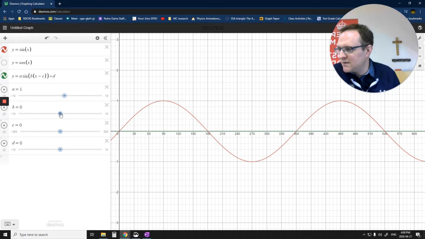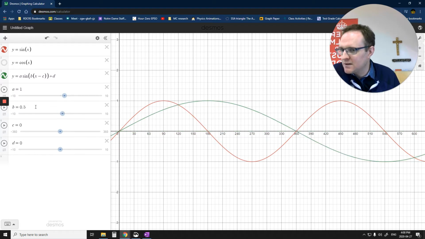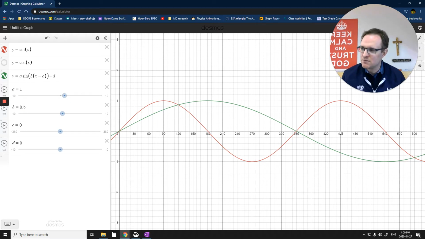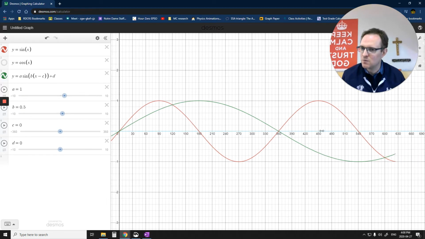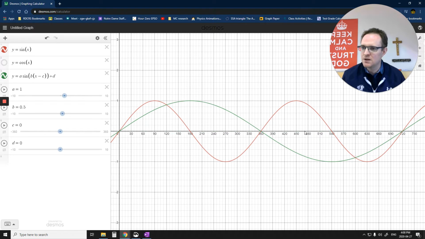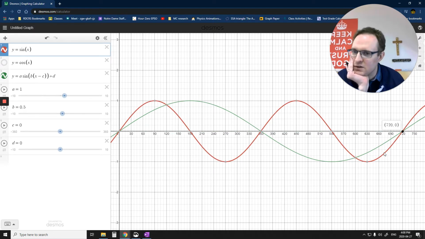Now, if my B value, not 0, let's not do 0. My B value is like half. What's that going to do? What's the reciprocal of a half? What's 1 over a half? Well, it's 2. 2 times 360 is 720. So my new period is twice the size it was before.